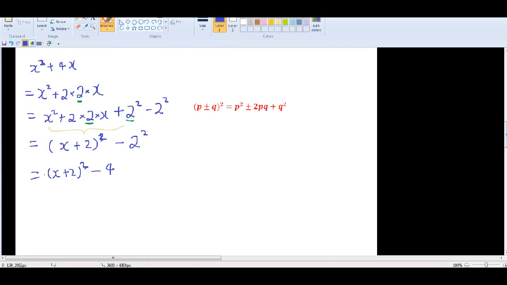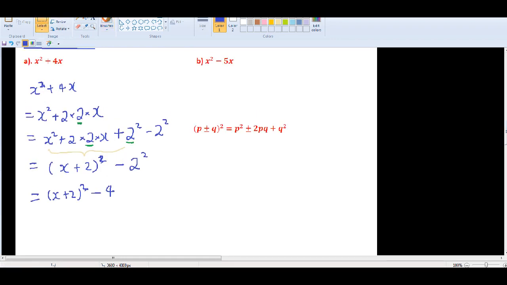So you get a square in front of it, and possibly you need to minus a number, or plus a number. Okay, so that's the first one. So how about the second one? The second one is a little bit difficult.